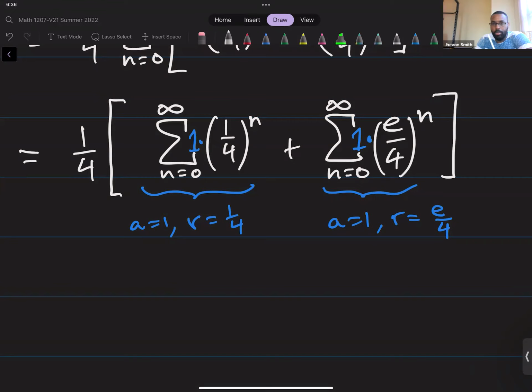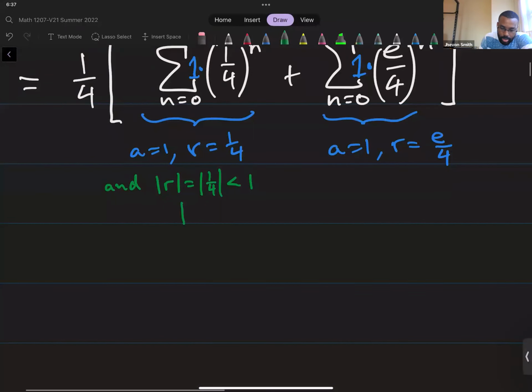Yes, no, maybe so. Right, so if I put r in absolute values, that's just a quarter in absolute values. Is that less than 1? Yes. So that means that it does converge. And I know, in fact, that it converges to a over 1 minus r.